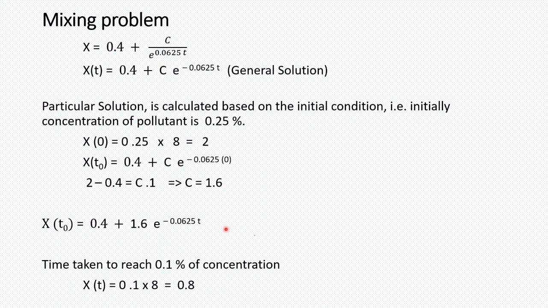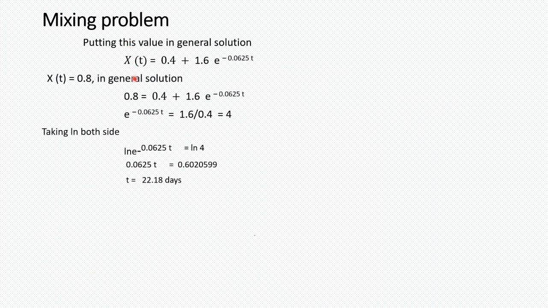Now to calculate the time taken to reach 0.1% concentration, that is 0.1% of 8 is 0.8. Putting x(t) equal to 0.8 in the solution, we get this. Simplifying by taking ln on both sides, we get this. t is equal to 22.18 days.